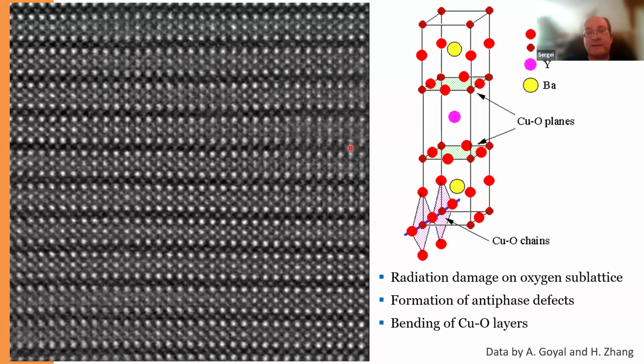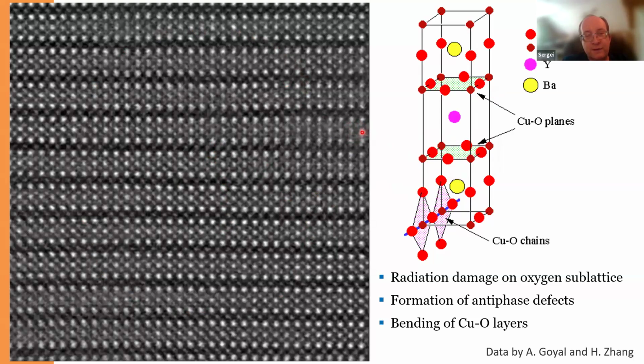So let's look at the example where we try to use multi-objective Bayesian optimization to perform two tasks: first, image segmentation, and second, discovery of the radiation damage in this material. What you're looking at in this case is a high-resolution electron microscopy image of the yttrium barium copper oxide material. This is a classical superconductor. Before imaging, this material was exposed to radiation.